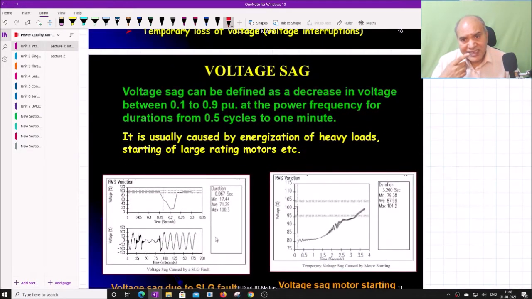Now there are standard definitions of these terms. For example, voltage sag is defined as a decrease of the RMS value of the voltage to between 0.1 and 0.9 per unit at power frequency for a duration from half a cycle to 1 minute.